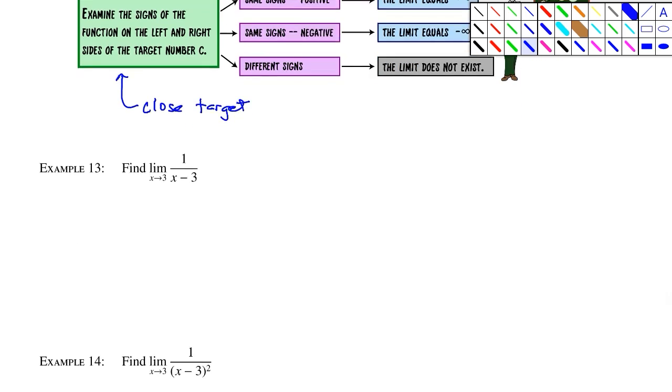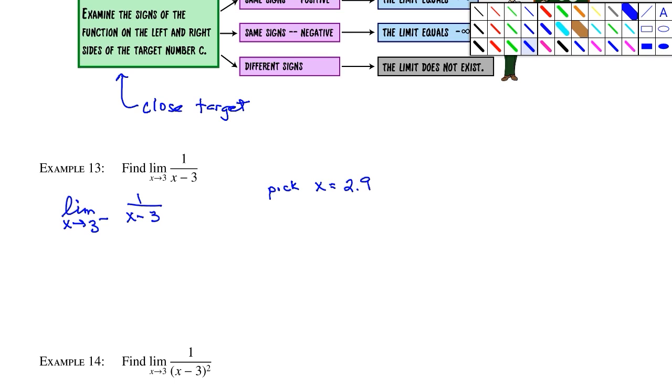Example number 13. Find the limit as x goes to 3 of 1 over x minus 3. So x equals 3 is where there's a 0 in the denominator. So now we want to look at the left side. So basically, we're looking for the limit as x goes to 3 on the left of 1 over x minus 3. So to determine this, I'm going to pick a number that is slightly smaller than 3 because I'm on the left side. And I'm going to say 2.9.